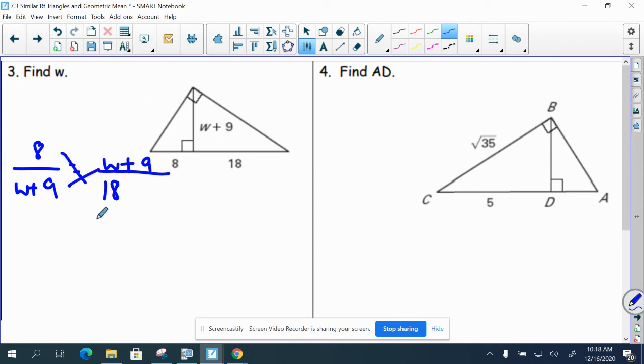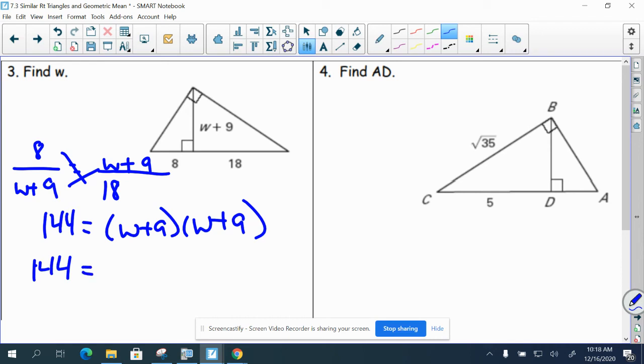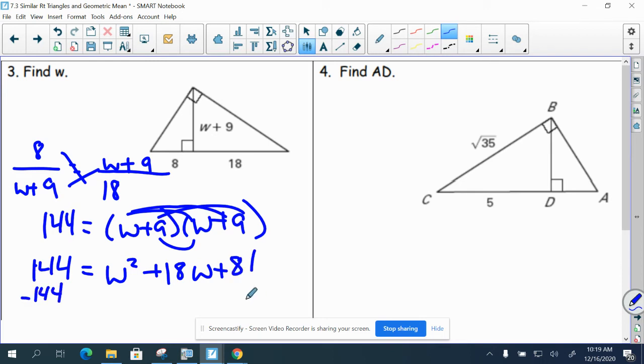So 8 times 18 is 144. And then w plus 9 times w plus 9. Remember from algebra that we have to do it like this and FOIL. So this would be 144. First, outer, inner, last would be w squared plus 9w plus 9w is 18w, plus 9 times 9 is 81. And then you're going to subtract the 144 over. And look, we've got a quadratic equation.